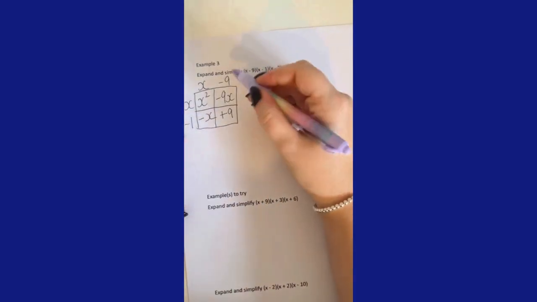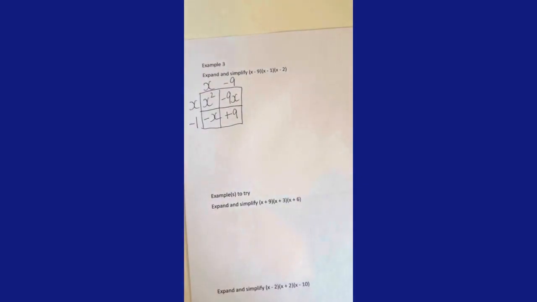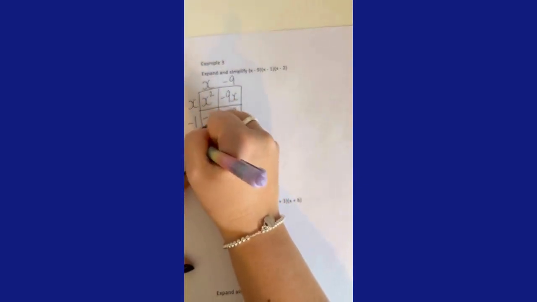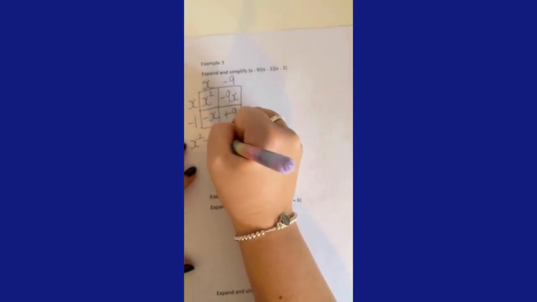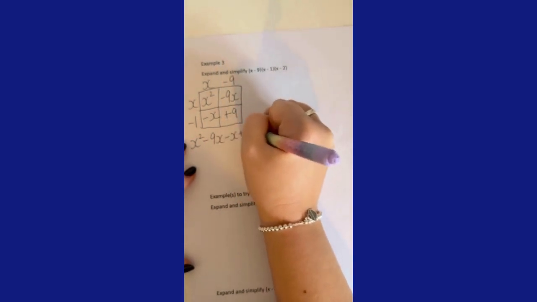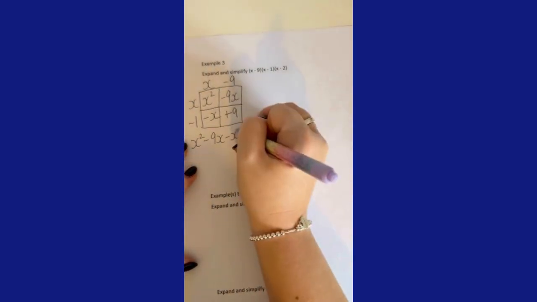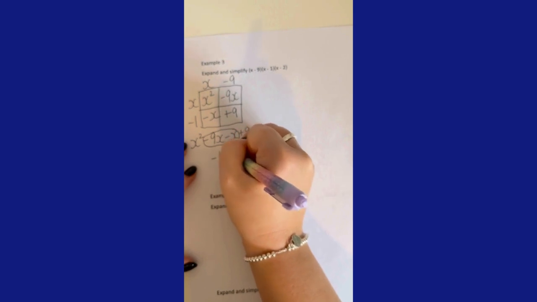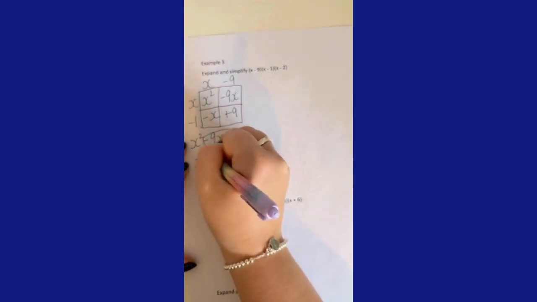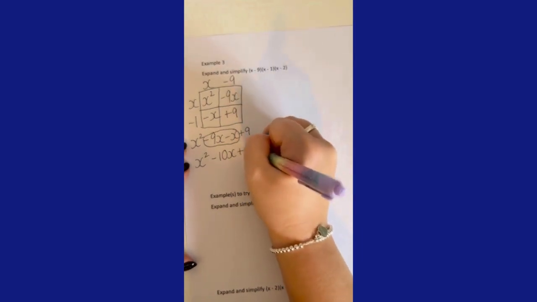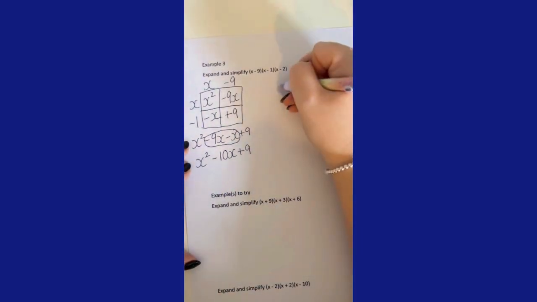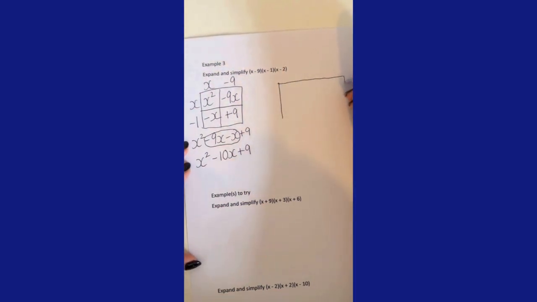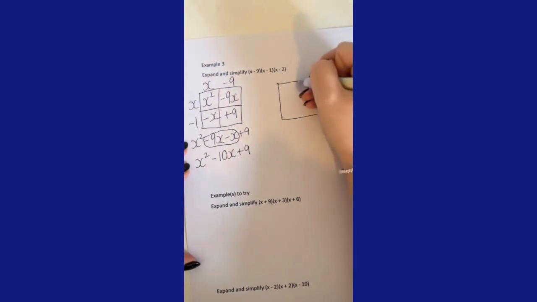Now the reason it gets me a plus here is because we're doing a negative multiplied by a negative. Write that all out. We have x squared minus 9x minus x plus 9. Minus 9x minus x, we can simplify. That's going to get us minus 10x. So that leaves us with x squared minus 10x plus 9. Then we need to draw our second grid to multiply what we have just worked out, which is the product of our first two brackets, and we need to multiply that by our third bracket.